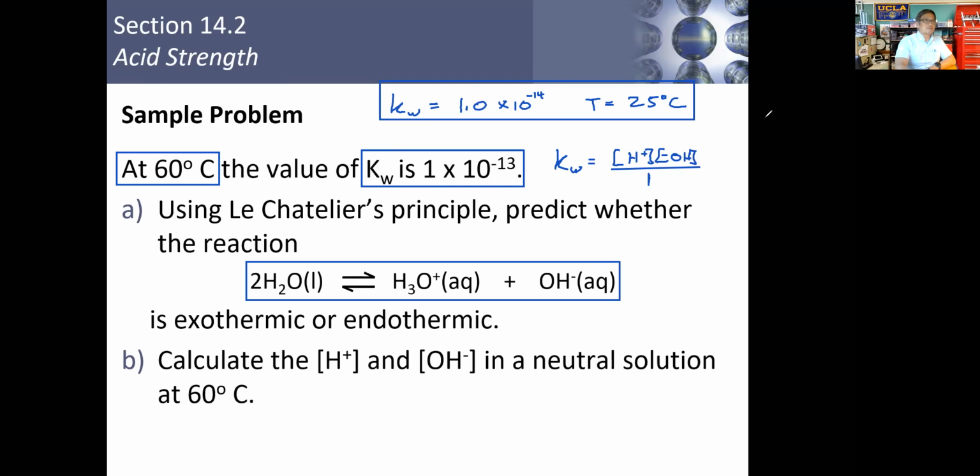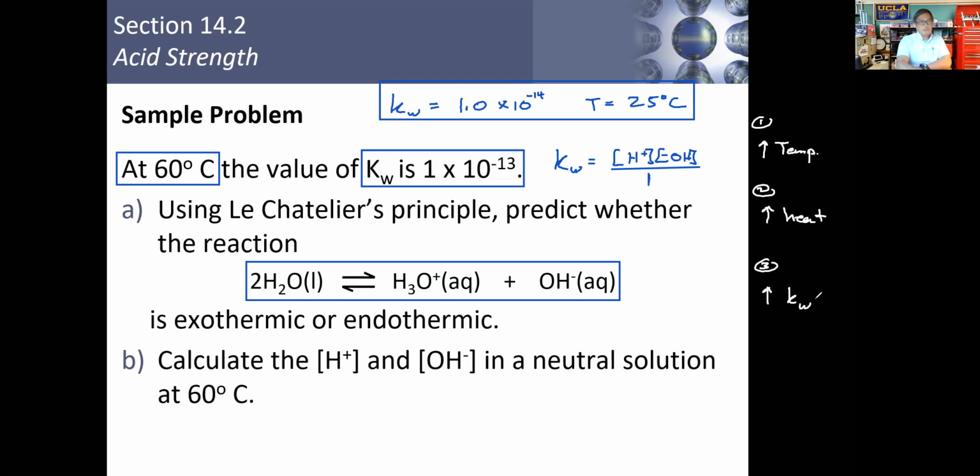So if we are increasing the temperature, what does that result in? It results in an increase in heat. We are adding heat to this reaction. What happens to Kw as we add heat? Look at this. It goes from 10 to the minus 14 to 10 to the minus 13, which means then Kw increases.